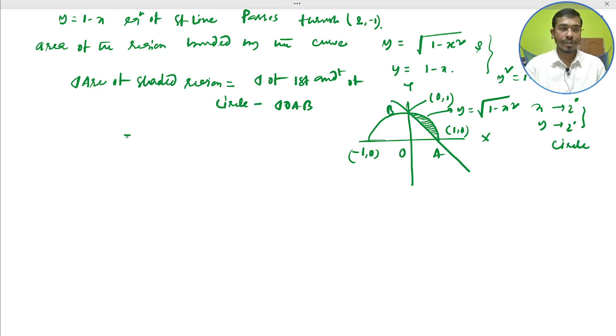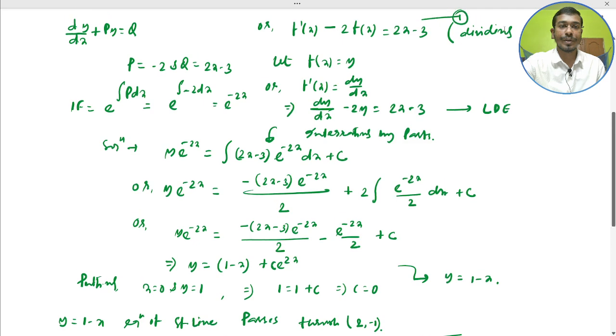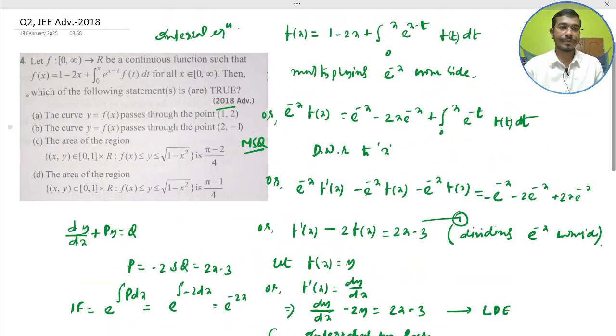Okay, so this is equal to area of the circle pi r square, pi by 4, 1 square. This is a quarter circle, 1/4. So 1/4 into pi r square minus area of triangle, half into base into height. That would become pi by 4 minus half. Pi by 4 minus half means pi minus 2 divided by 4. So here option B is correct.